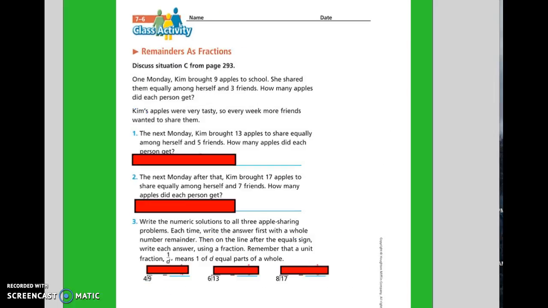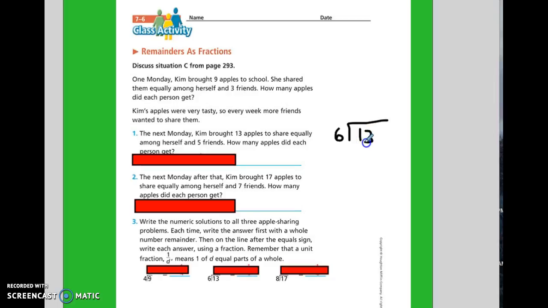So let's see. This is the one we just practiced, but let's try some other ones. The next Monday, Kim bought 13 apples to share equally among herself and 5 friends. How many apples did each person get? So in this case, again, it's herself and 5 friends, so there's 6 people, all right? We're going to divide it into 13 because there were 13 apples total.